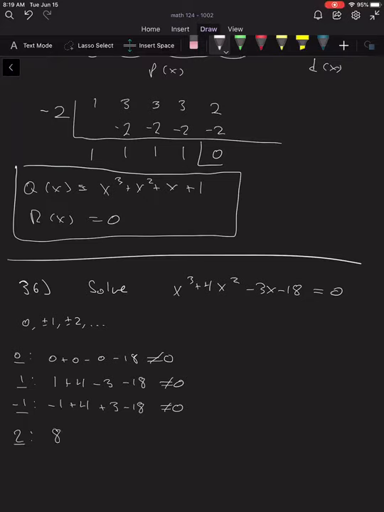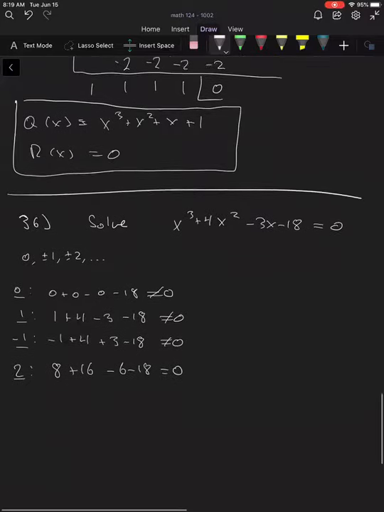This would give us 8. 2 times 2 is 4, so plus 16. Minus 6 minus 18. Wait a minute. Pretty sure I just copied the problem down wrong. Oh, sorry. Yeah, this equals 0. We're good. So this equals 0.